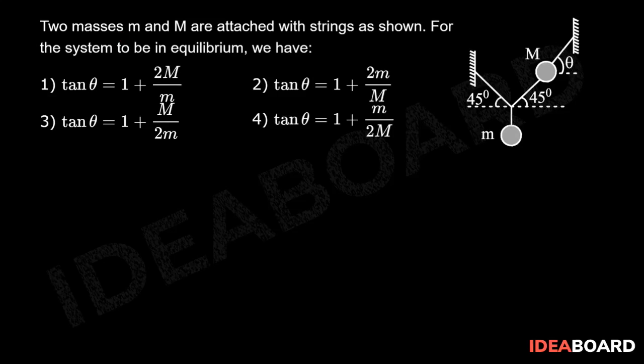Two masses, small m and capital M, are attached with strings as shown. For the system to be in equilibrium, we have. Let us name this point as capital A, this point as capital B, and this point as capital C.